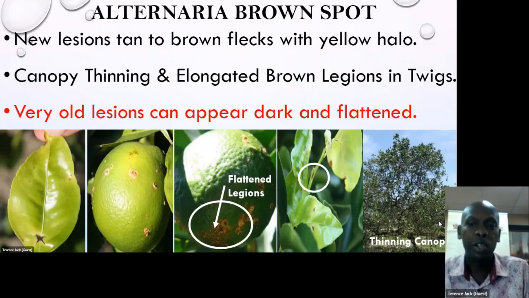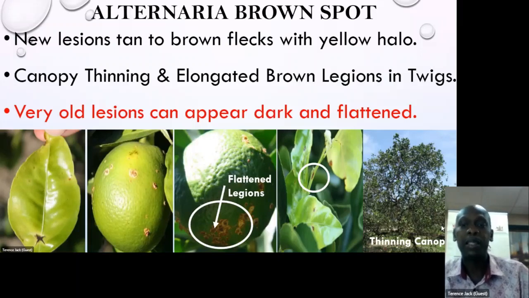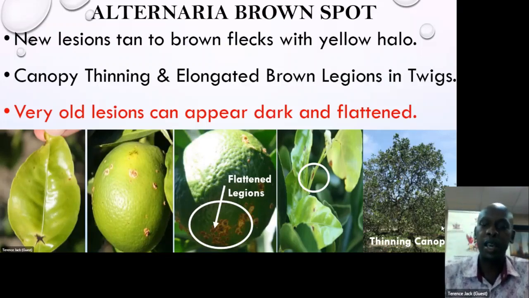As well, you will see large lesions with a mild yellow halo. But this yellow halo will present itself in the older stages or the latter stages of the disease. The very old lesions can appear dark and flattened, but as you can see, once again, there is no yellow halo associated with this disease. This disease has a tan-colored appearance on the lesions, and the disease is most commonly associated with tangerine and tangerine hybrids.